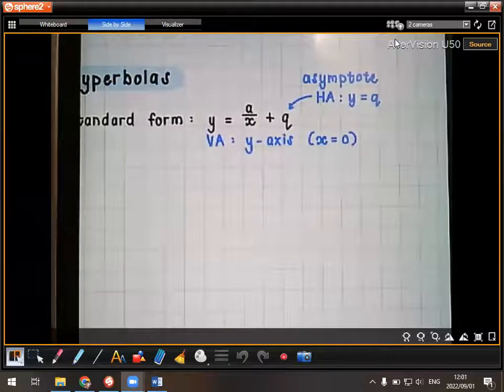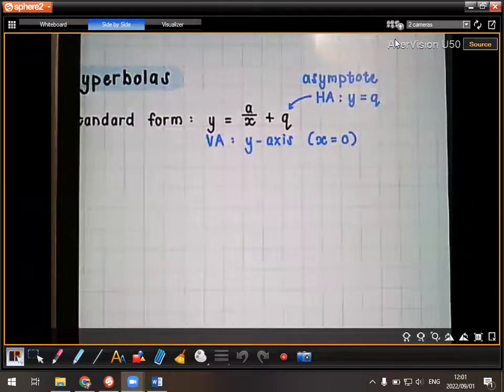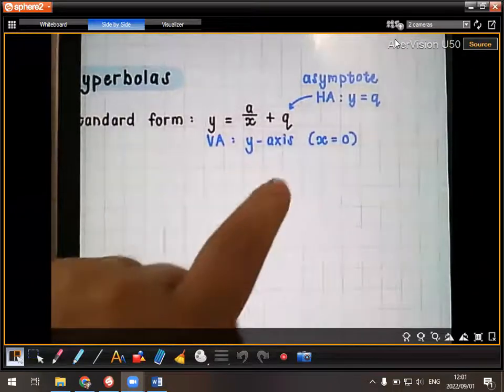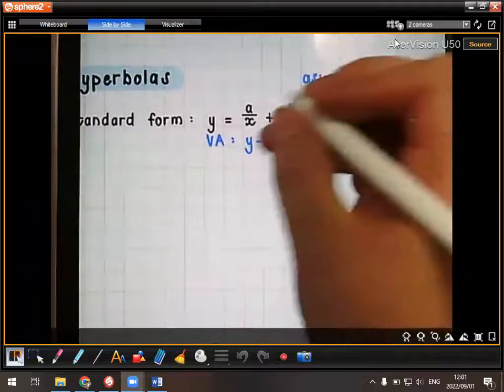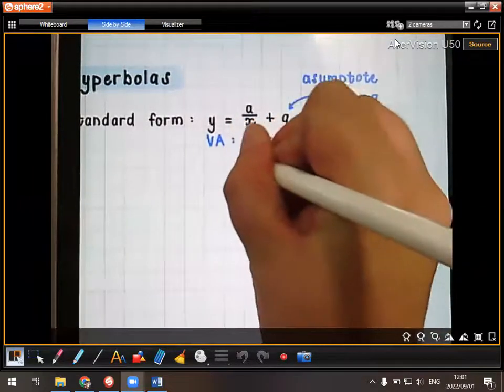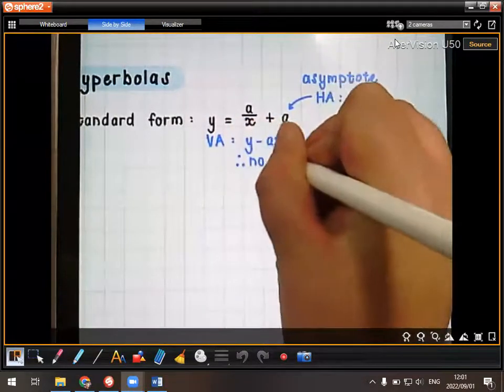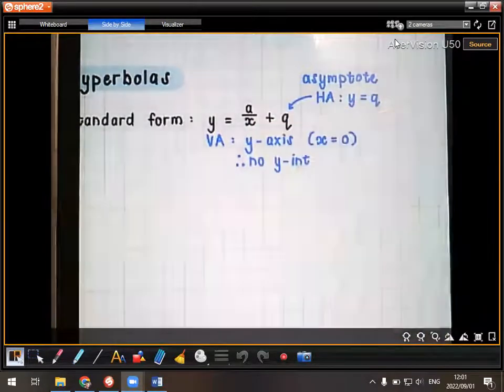So we're not actually going to have to draw that in because it is just the y-axis. It is already drawn in. Now guys, if the y-axis is an asymptote, are we going to have a y-intercept? Remember, what is an asymptote? It's a line that the graph goes closer towards but doesn't touch. So since the y-axis is an asymptote, we can't have a point on that line, on that y-axis. So that means that we are not going to have a y-intercept. So no y-intercept.